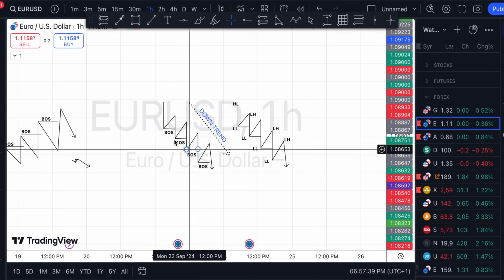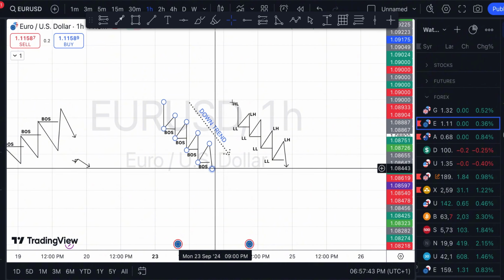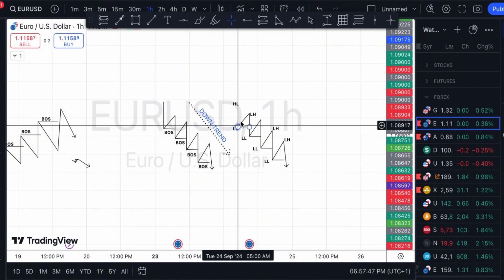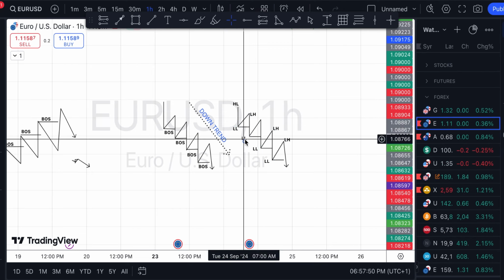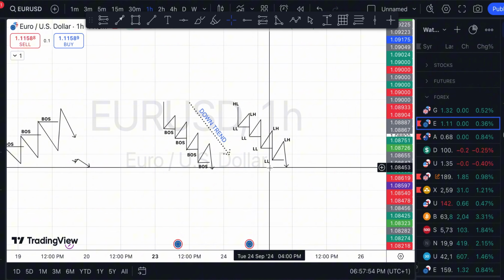It broke this previous low again. It broke this low, broke this low. So this is a downtrend. And you can see this is a higher low, lower low, lower high, lower low, lower high, lower low, lower high, lower low, lower high.